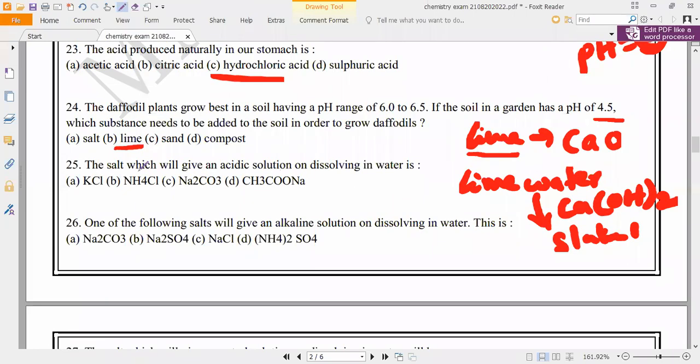Next question. The salt which will give an acidic solution on dissolving in water is ammonium chloride, NH4Cl. Understand? Because this is the only non-metallic positive ion. Is it yes or no? Yes, sir. Next.